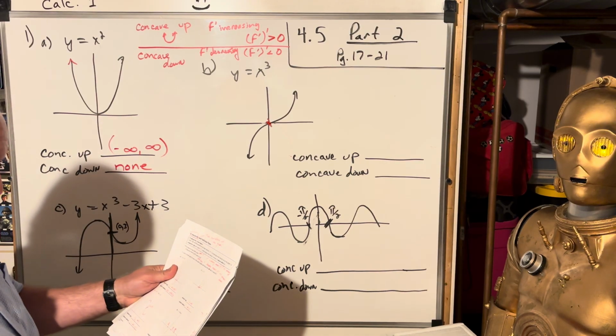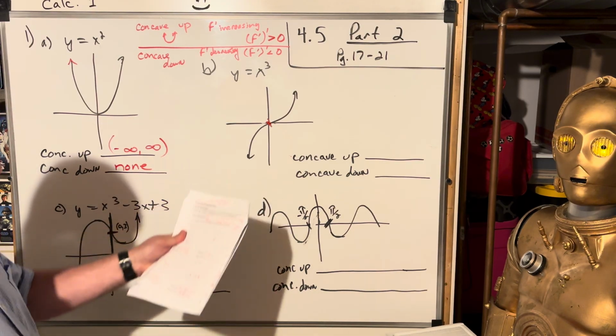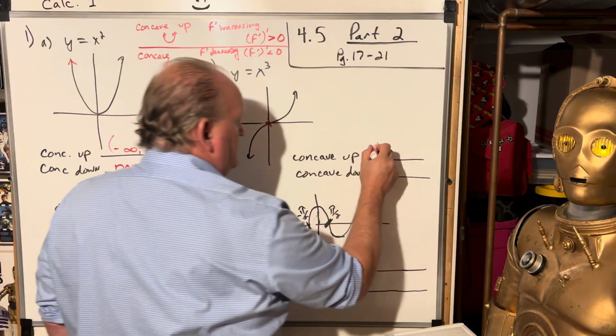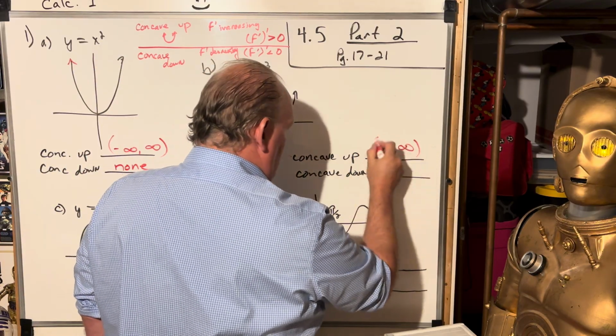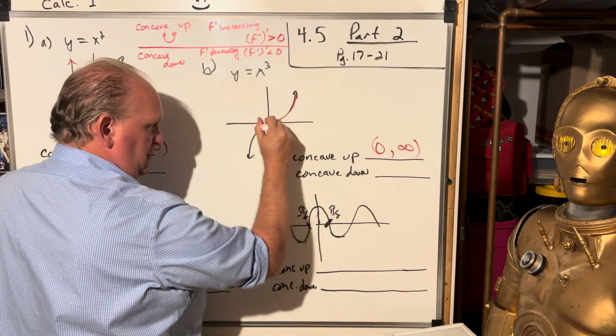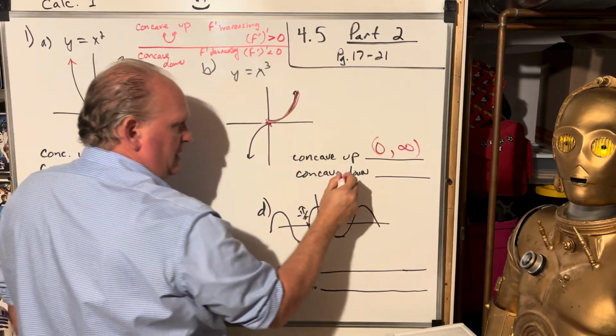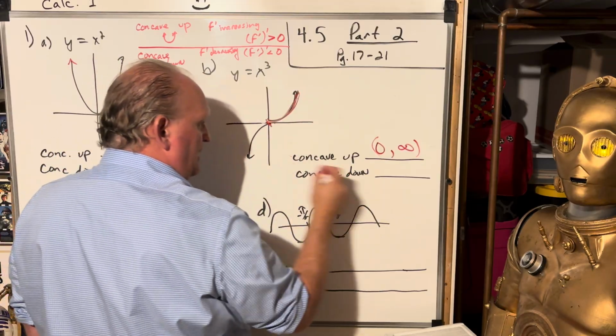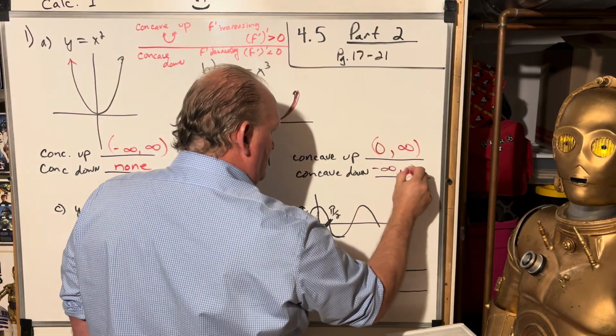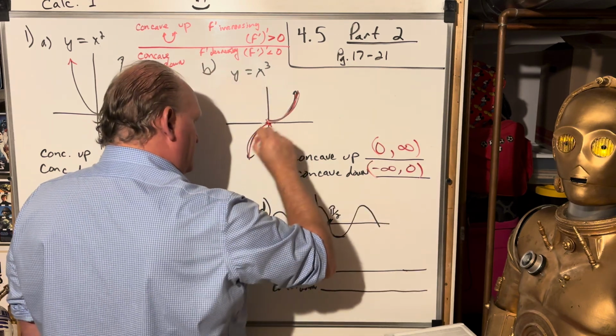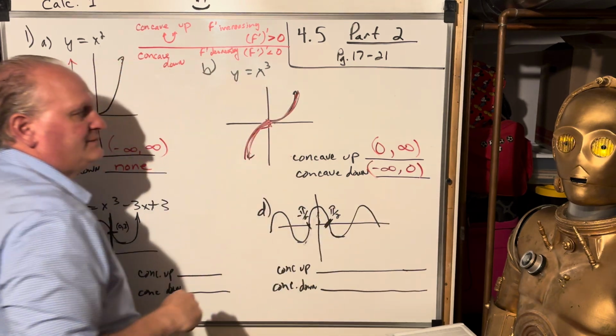Next page. All right, so where is this one concave up? From 0 to positive infinity. This part is concave up. And where is it concave down? That's negative infinity to 0. This part is concave down.